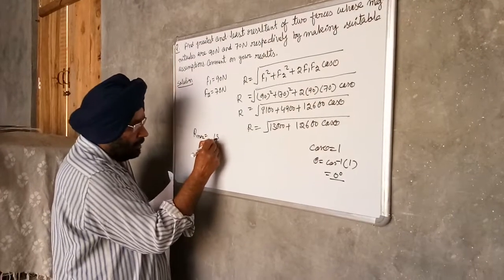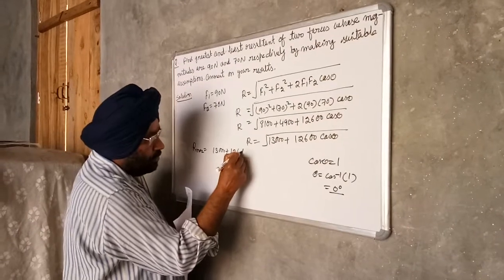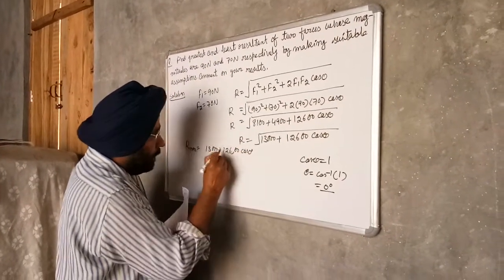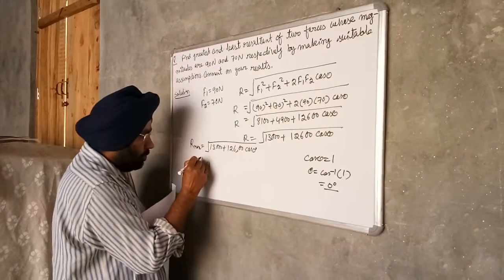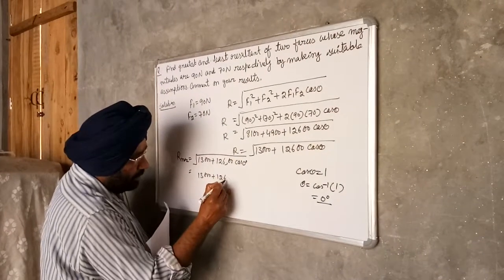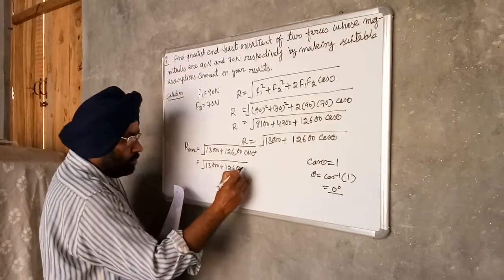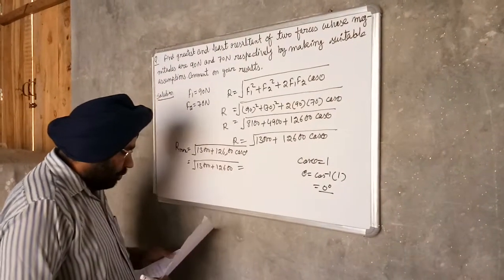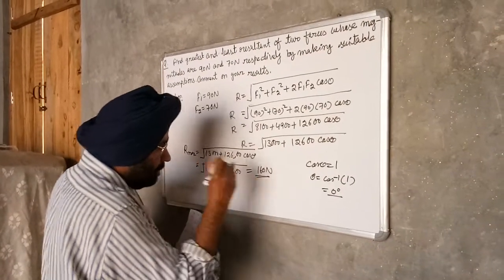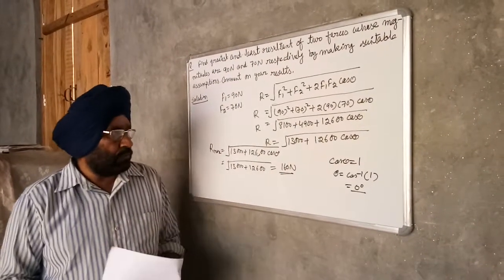Maximum means the square root of 13,000 plus 12600 cos 0 degree. So this is the square root of 13,000 plus 12600, where cos 0 is equal to 1. So the value of the resultant force is 160 Newton. So the maximum value of the resultant force is 160 Newton.